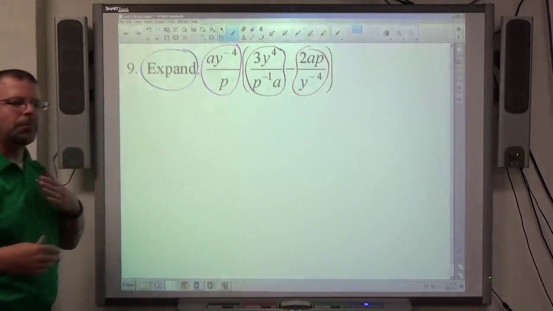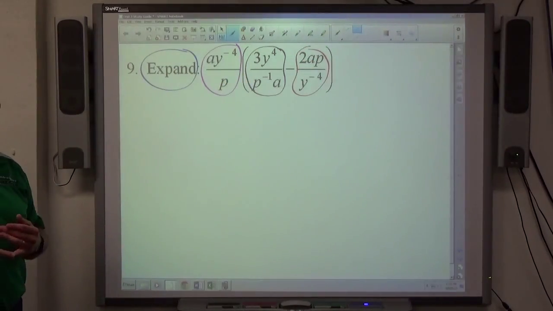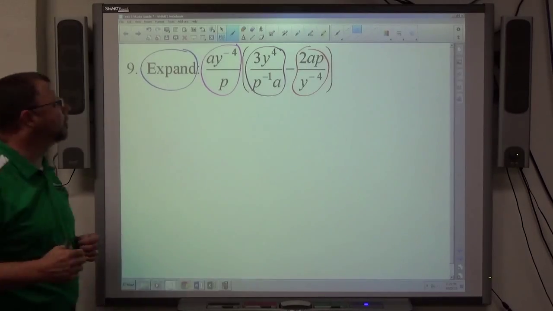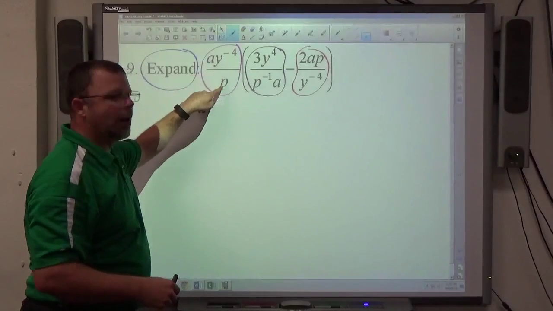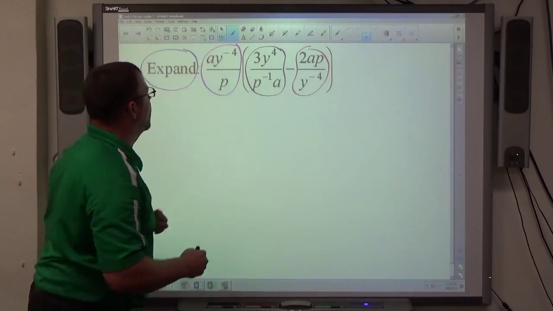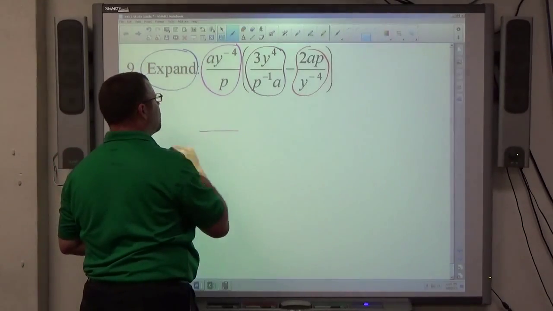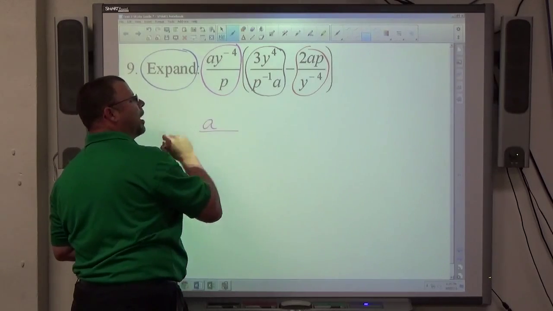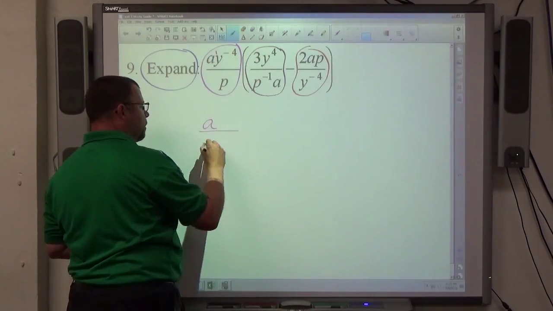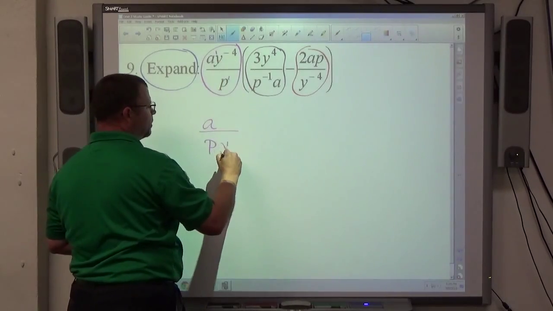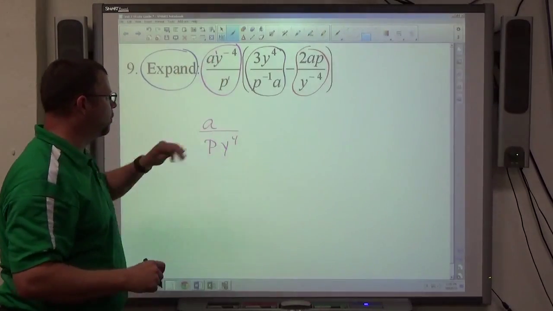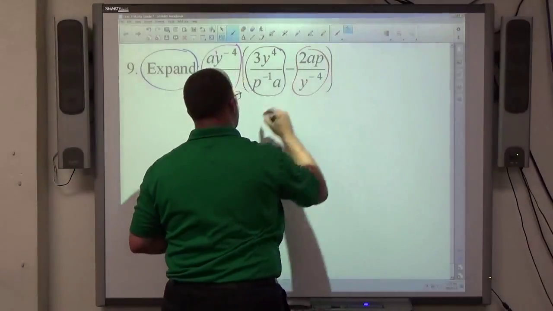And simple to me means that there's no negative powers and all the letters have exactly one of each type. So looking at this outside piece, there's one A, there's one Y, there's one P. That's all good except the Y is to a negative power. So I make my fraction bar. A is right where it belongs since it's to the first power. P is right where it belongs because it's to the first power. Y belongs on the bottom because it's on top with a negative power. So you move it down where it belongs.